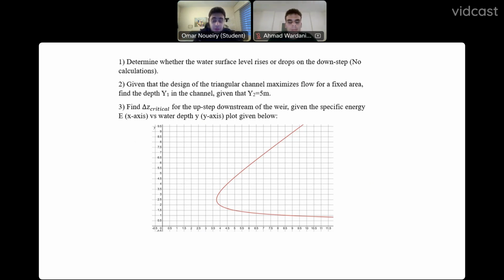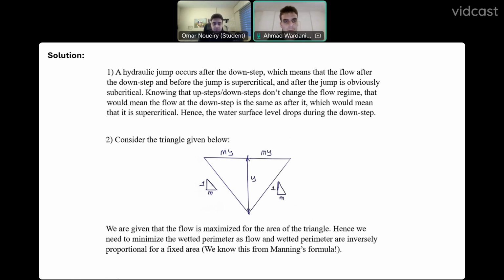So we decided to do 3 questions. The first is to determine whether the water surface level rises or drops on the downstep, without using any calculations, based on the theory. The second question is that, given the depth of the triangular channel maximizes flow for a fixed area, find the depth y1 in the channel given that y2 equal to 5 meters. The third and final question is to find the delta z critical for the upstep downstream of the weir, given that the plot of energy E, which will be plotted on the x-axis, versus the water depth y, which will be plotted on the y-axis, is given below. Okay, now we're going to be starting with the solution to the problem.